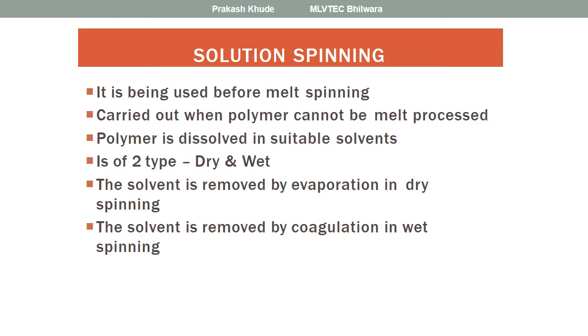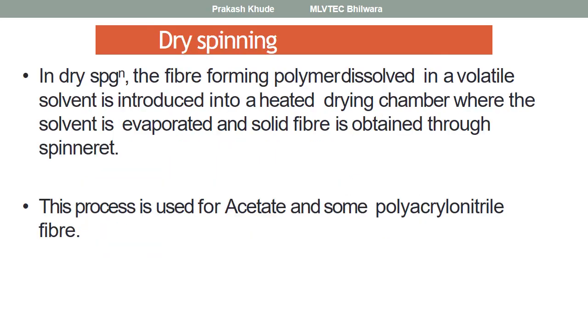There are two different types of solution spinning systems. One is the dry spinning system, another is the wet spinning system. In the dry spinning system, the solvent is generally evaporated, and in wet spinning systems, the solvent needs to be removed by coagulation. Unlike dry spinning, where with the help of hot air the solvent used for dissolution of the polymer is removed by evaporation, in wet spinning it is removed by certain chemicals.